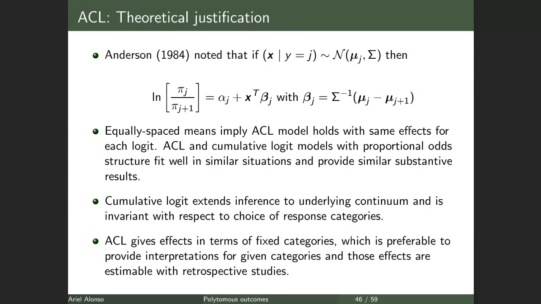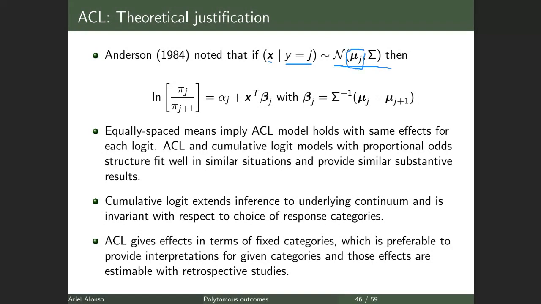Now, there is a nice theoretical result that was obtained in the mid 80s by Anderson. What he said is, suppose that you have a case control study. Suppose that you are sampling X conditional on Y, and Y is an ordinal variable.